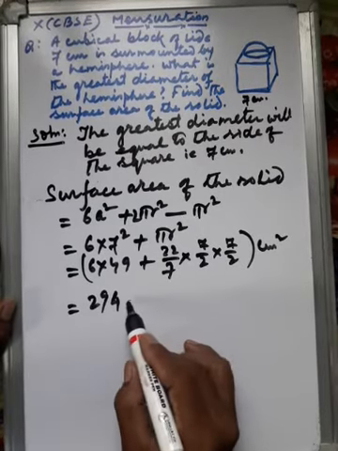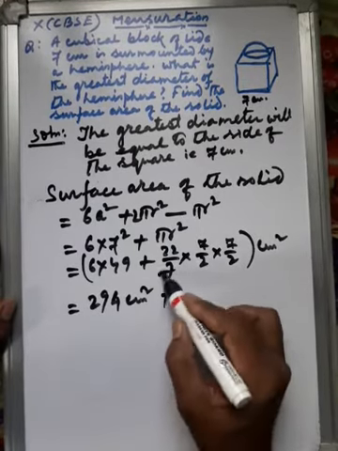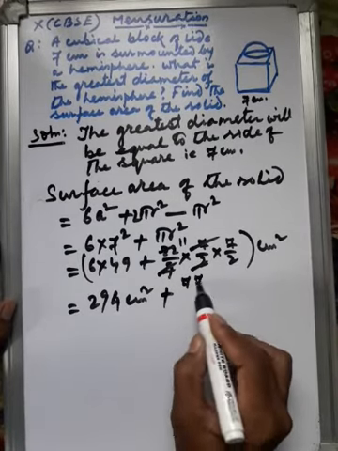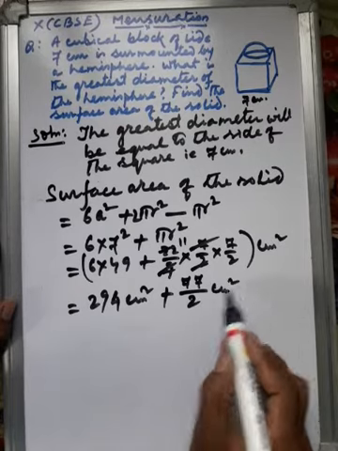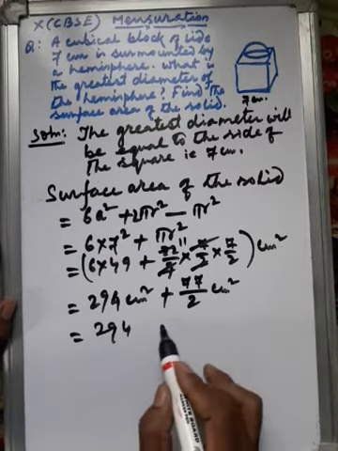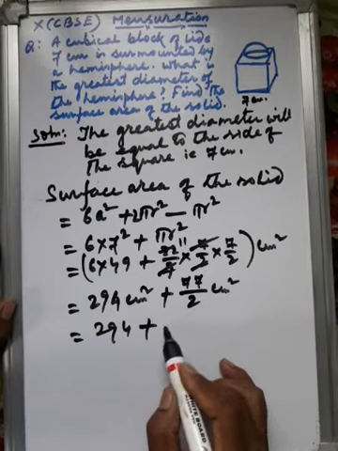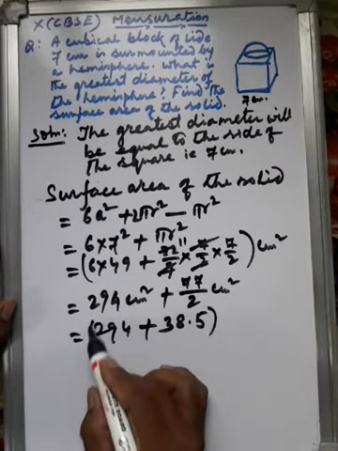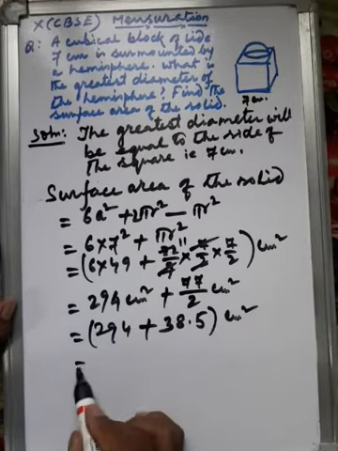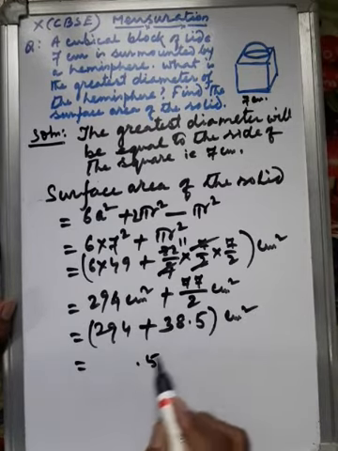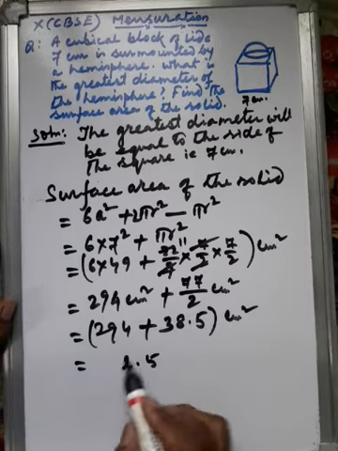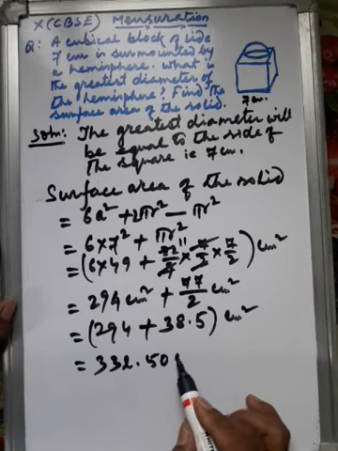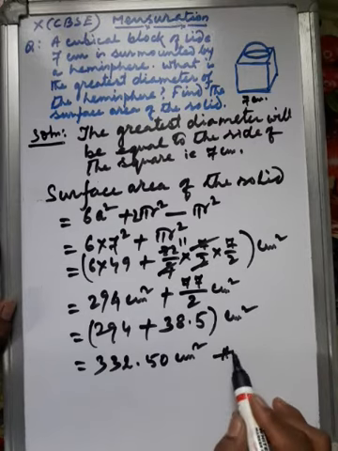It's 294 centimeter square, plus you cancel it by 11, 77 by 2 centimeter square. 294 plus 38.5 centimeter square. It will give you 332.50 centimeter square. This is your answer.